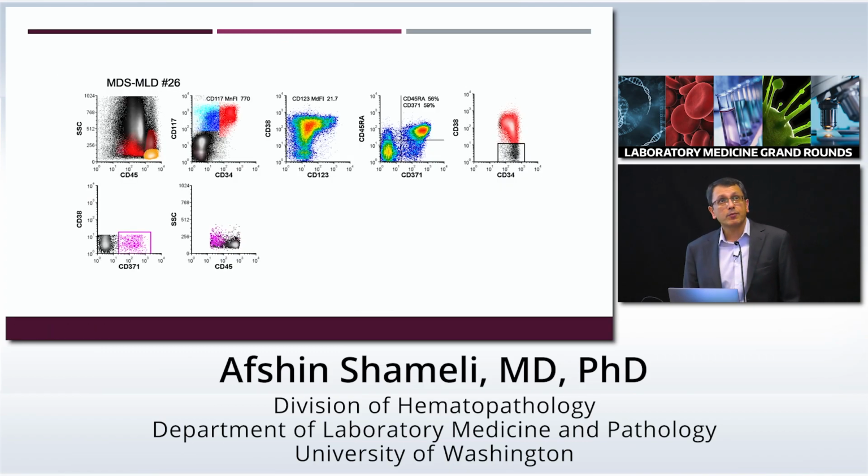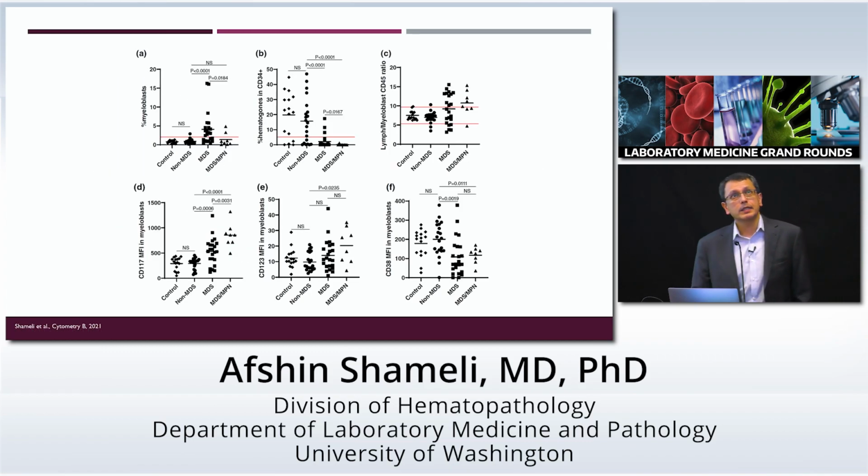This is an example of aberrancies that we could see with our panel. This was a case of MDS with multilineage dysplasia that showed slightly increased myeloblast population, about 2.2%, that showed increased intensity of CD117 expression, increased intensity of CD123, and abnormal myeloblast heterogeneity with increased percentage of CD45RA and CD371. In addition, there was an abnormal stem cell population that was shown by expression of CD371.